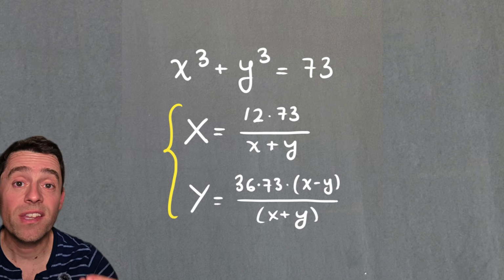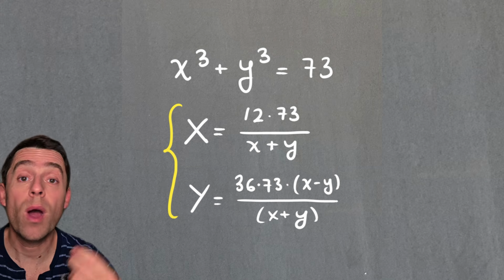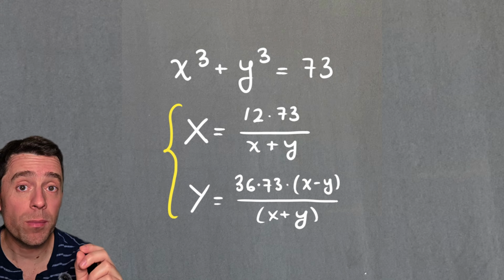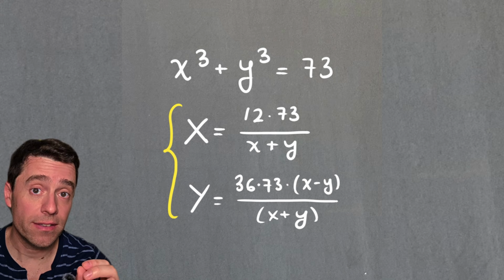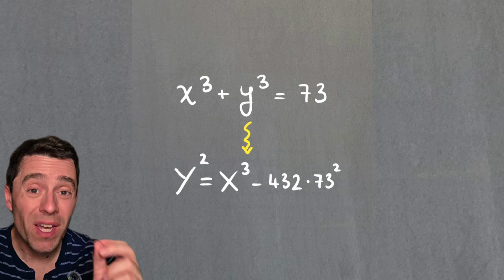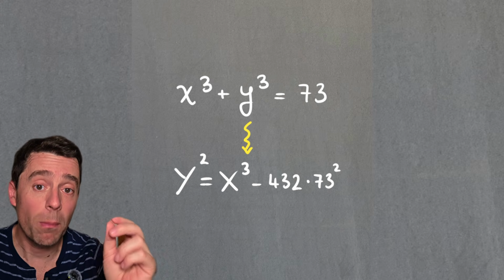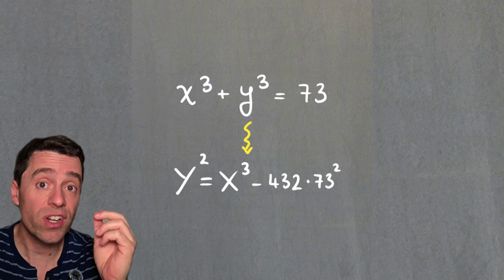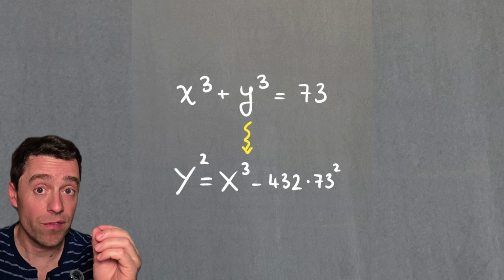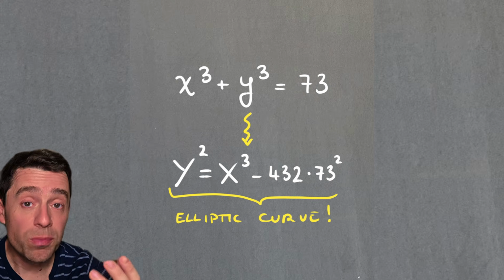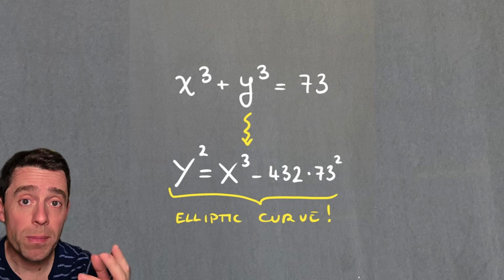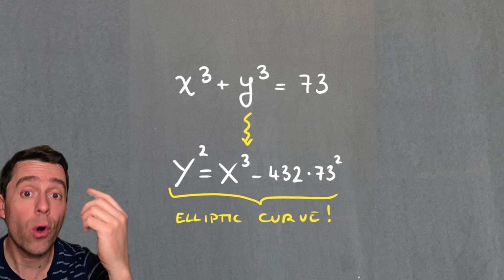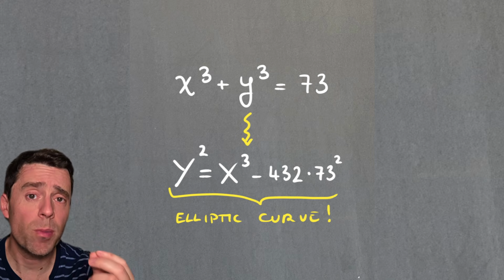The first key step is to reduce this equation to a more familiar equation that is called a Weierstrass equation. And this change of variables accomplishes exactly that. With that change of variables, our equation becomes y squared equals x cubed minus 432 times 73 squared, which is what we call a Weierstrass equation for an elliptic curve. And now we have at our disposal the very rich theory of elliptic curves to prove that this new equation has no rational points, and therefore our original equation doesn't have any rational points either.